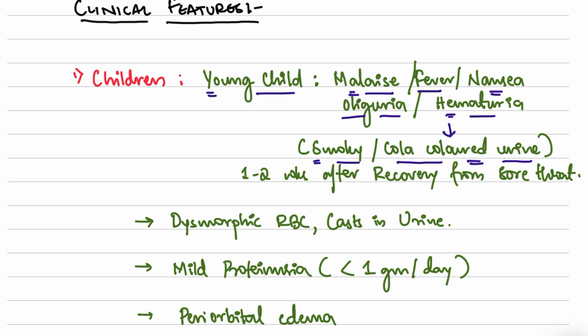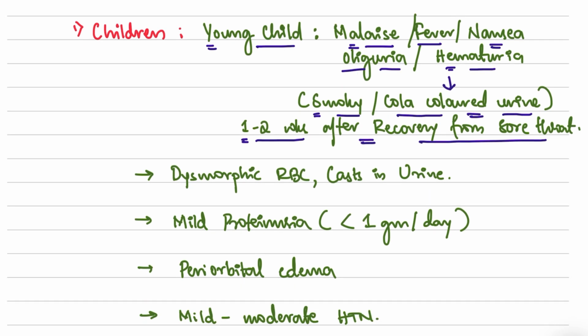The history is usually after 1 to 2 weeks of recovery from the sore throat. So this is the classic symptom that the patient presents with. Along with that, as I just told you, when you do the urine routine, you can see dysmorphic RBCs and also casts in the urine. There is mild proteinuria of less than 1 gram per day, which is in the subnephrotic range.